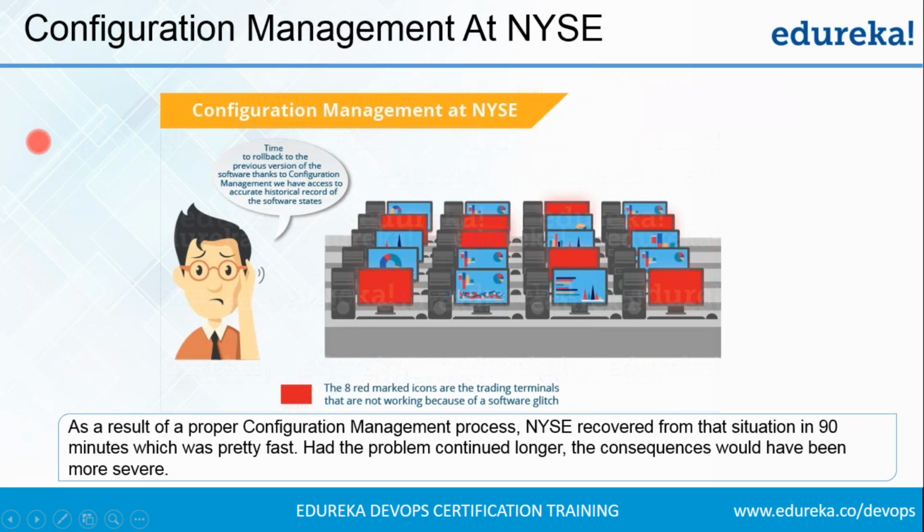You might think that this was a failure of New York Stock Exchange's configuration management process, but in reality, it was a success. As a result of a proper configuration management process, NYSE recovered from that situation in 90 minutes, which was pretty fast, let me tell you guys. Had the problem continued longer, the consequences would have been more severe. So because of proper configuration management, New York Stock Exchange prevented loss of millions of dollars. They were able to roll back to the previous version of the software within 90 minutes.